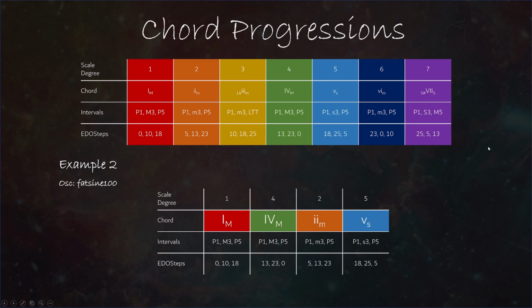The next example we're going to look at is 1, 4, 2, 5. So we have major on the first, major on the fourth, minor on the second, and then ending with subminor on the fifth.